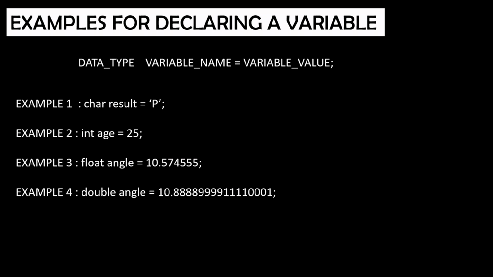As discussed earlier, float is a variable having a precision of 5 after the decimal point, and for the double data type, a precision of 16 is followed. Here we discussed the rules for declaring a variable and some examples for declaring a variable as well.